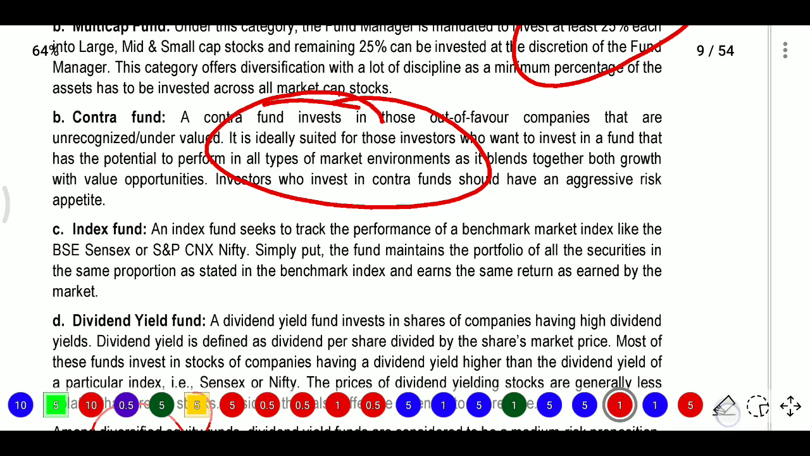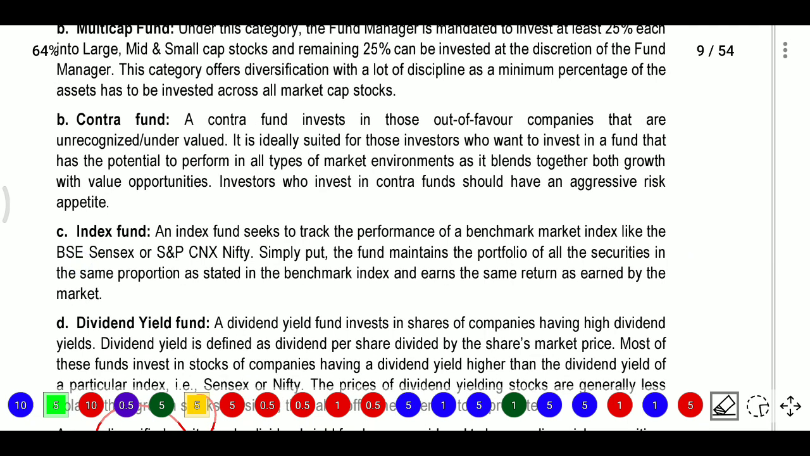So the contra fund means investing in out of favor companies that are unrecognized or undervalued. They will purchase shares of companies that are underperforming, or that are not recognized. Because they do not have publicity, but they have good capitalization and are doing good work, much profit is there, but they do not have much advertisement, and the company is not known to many people.